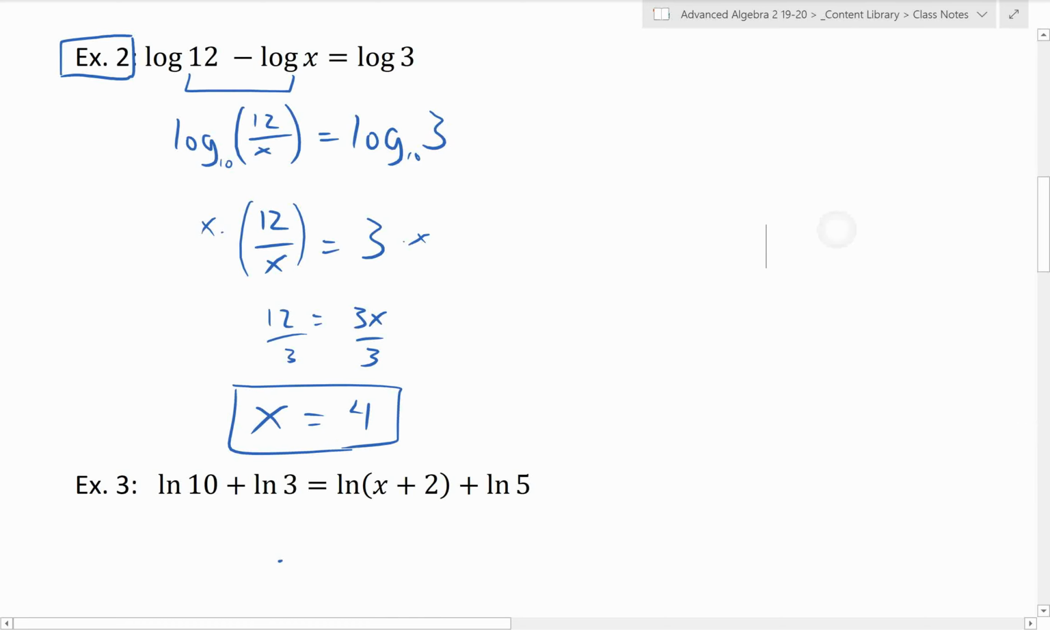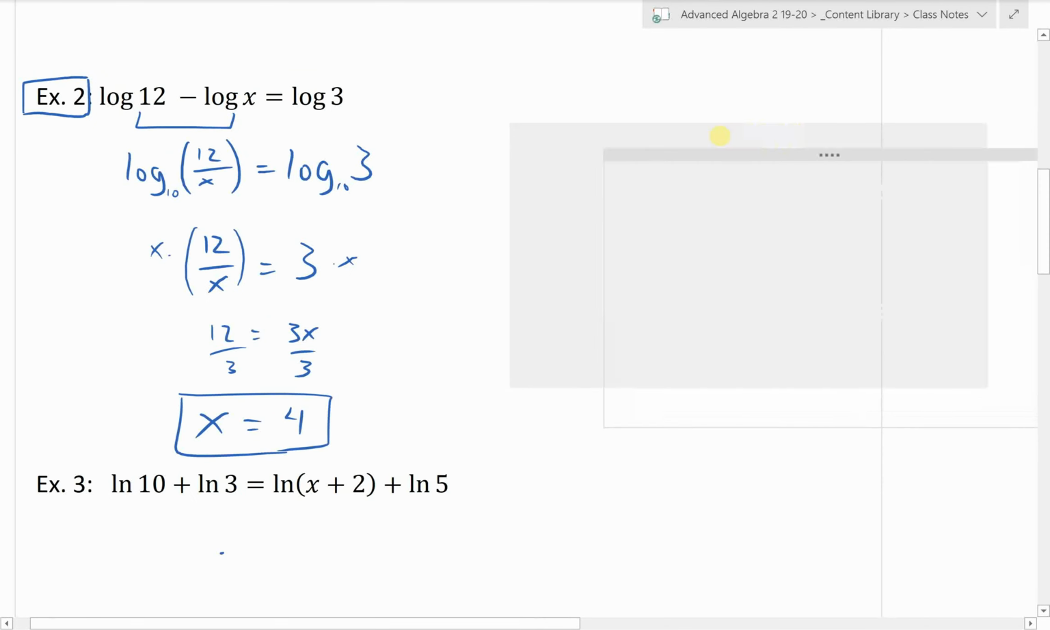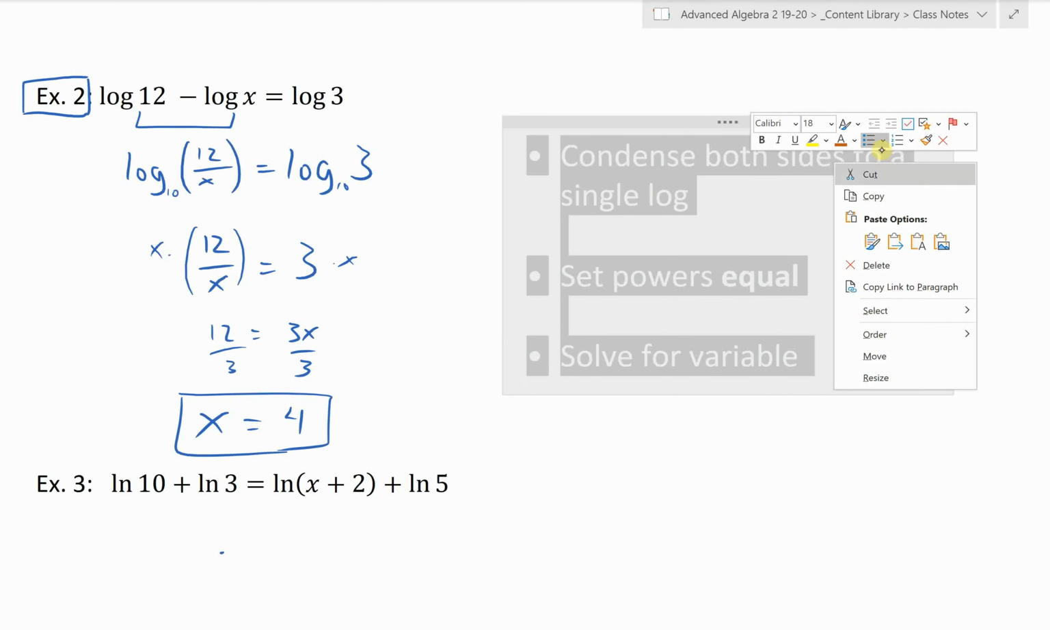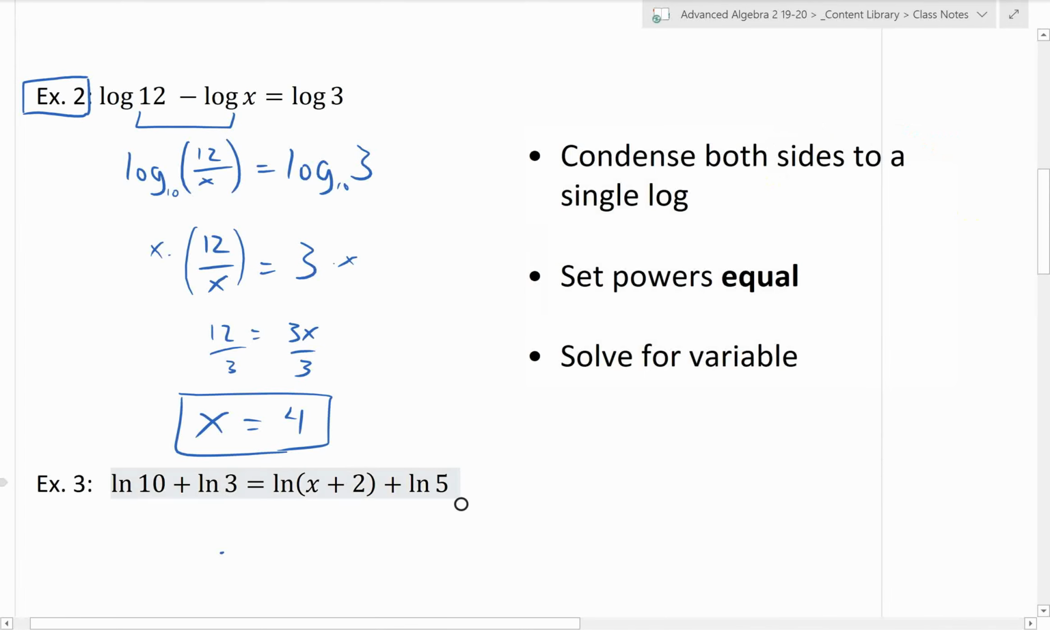Okay. So to summarize what we actually did there, we said if we don't have a single log on each side, then we're going to go ahead and condense both sides so that we have only one logarithm on each side of the expression. In this case, we used the quotient rule, but this condensing is going to be using our log rules. So we might say using the product, power, and quotient rules from the previous section, which is why we need those rules, right?